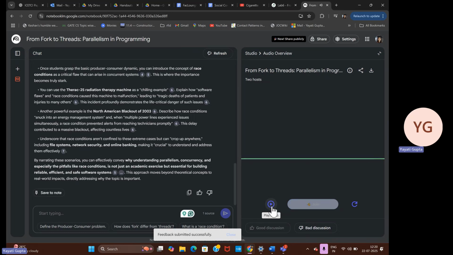This one over here is between two AI agents talking to each other, trying to understand what is there in this lab document. Just wanted to clarify.